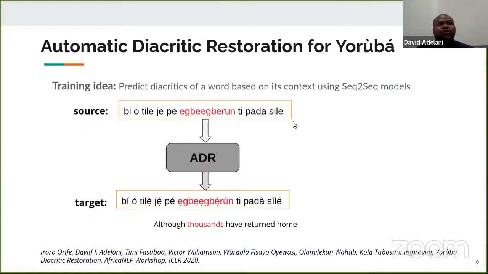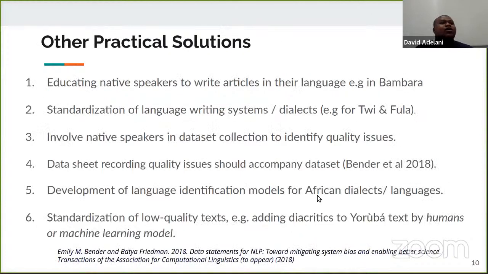So this is the main issue with NLP for some African languages. We can address this problem by, for example, doing automatic diacritic restoration for Yoruba. For example, we can use a sequence-to-sequence model to predict the right diacritics of a word based on its context. So we can have a source sentence without diacritics, and we ask the sequence-to-sequence model to produce a sentence with diacritics. This is just like a machine translation kind of problem, where we translate from an undiacritized text to a text with diacritics.